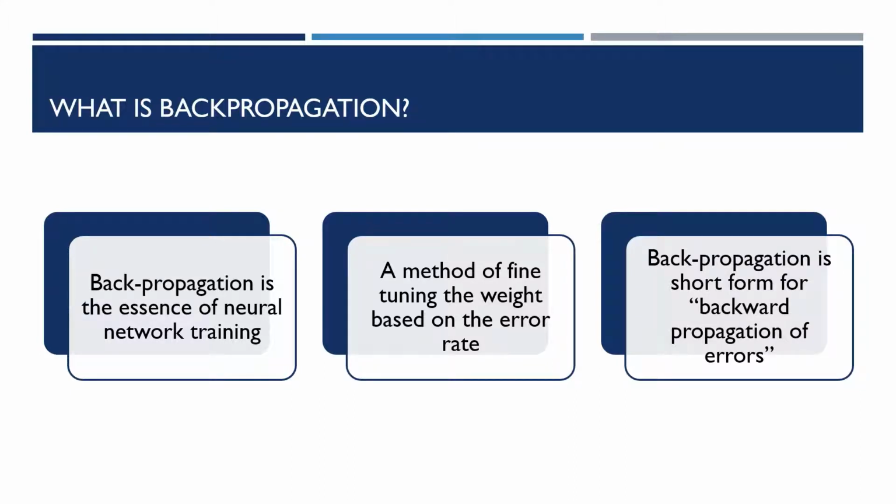Backpropagation is a short form for backward propagation of errors. It is a standard method of training artificial neural networks. This method helps to calculate the gradient of a loss function with respect to all the weights in the network.